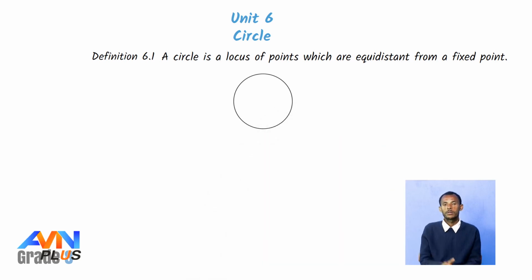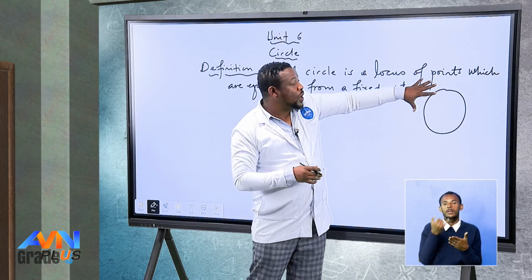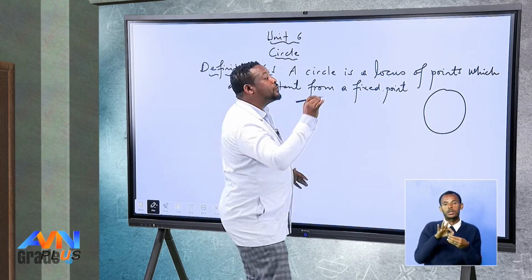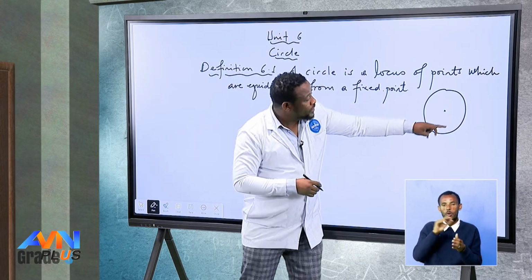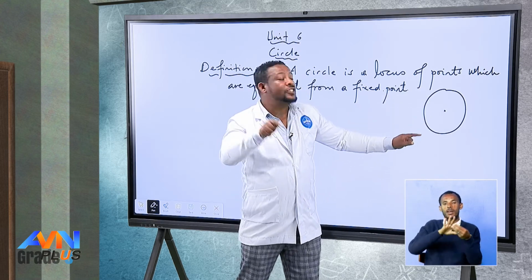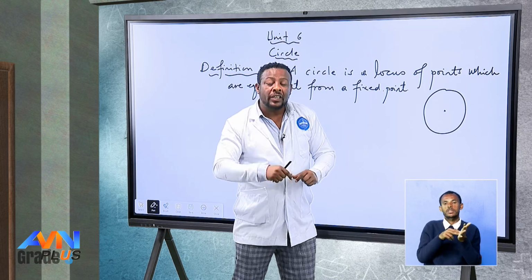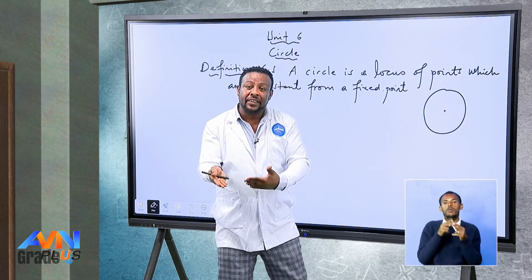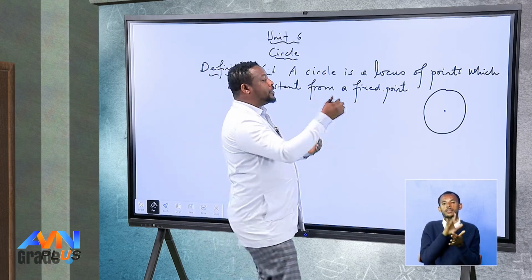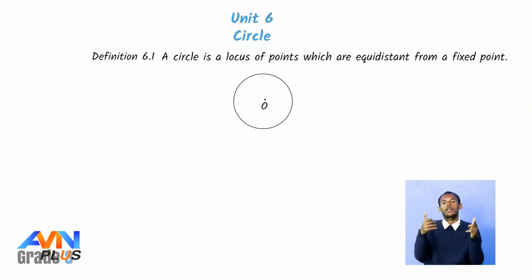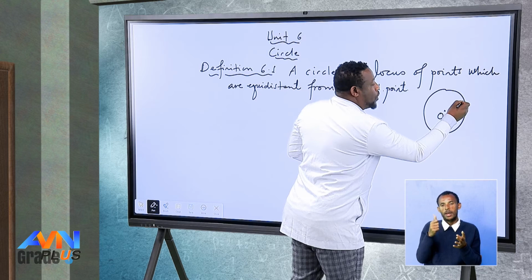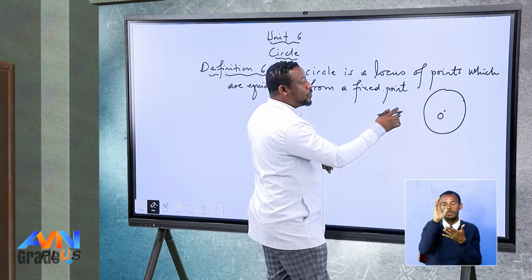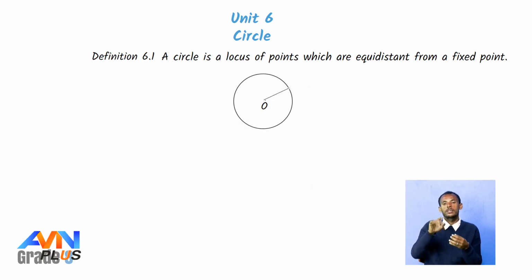Good. So here, if you have this circle, usually the fixed point is the center of the circle, and all the points on this circle are at equal distance from this fixed point. And usually that fixed point is called the center. The center is usually represented by capital letter O. So this point, and any point on the circle. You can take any point on the circle, say A. OA, this distance is called the radius.